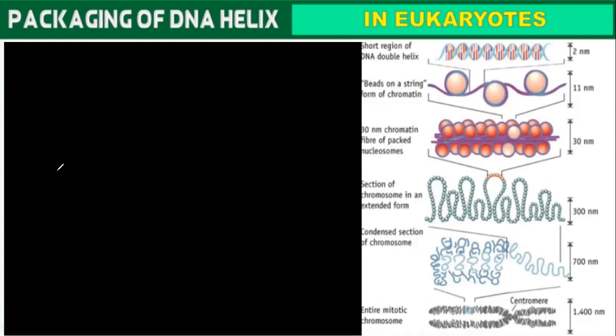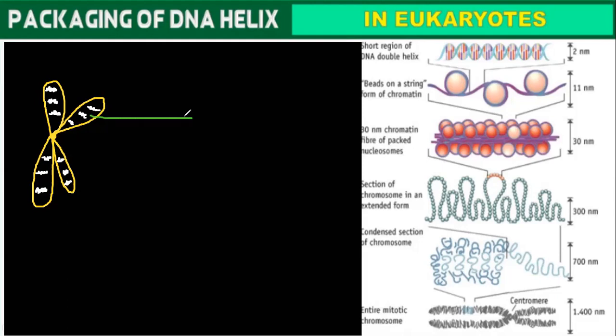So let me draw the structure of a chromosome. Imagine that this is the structure of a chromosome. Here we will be having certain regions like this, here too, here too, here, here and here. So like this, two types of regions are obtained on staining of a chromosome.